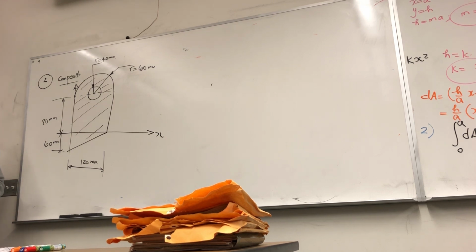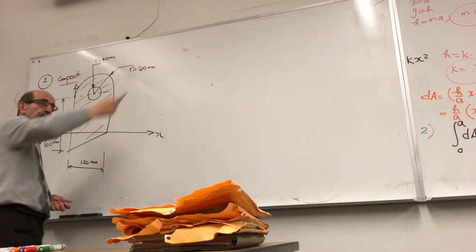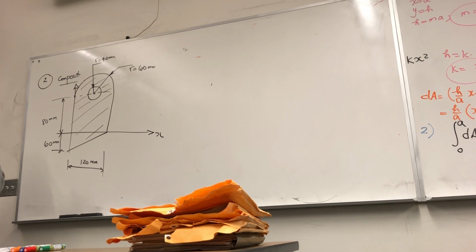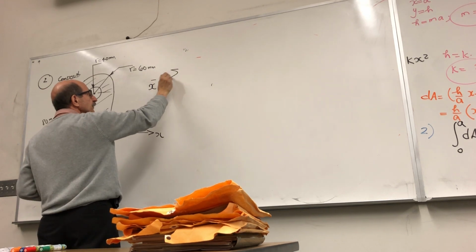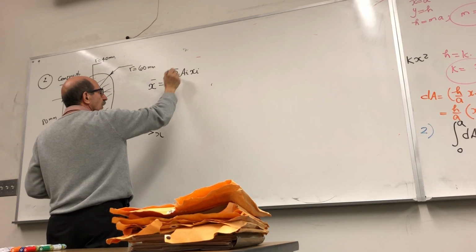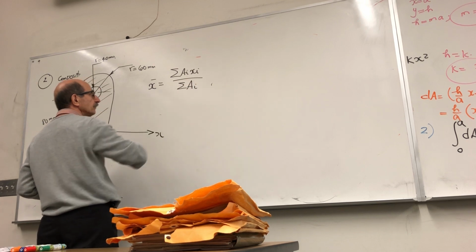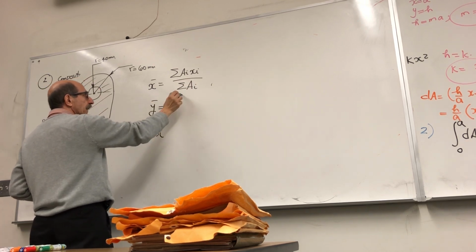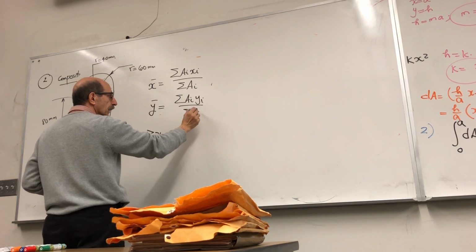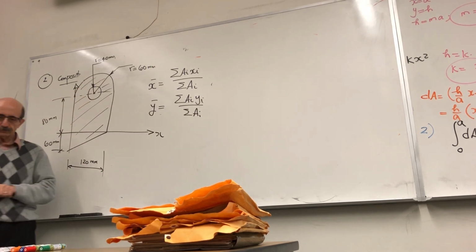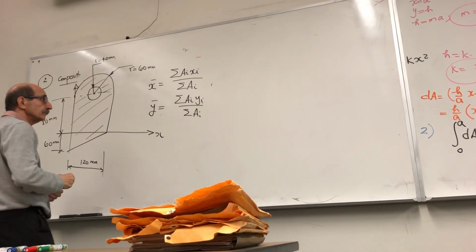So let me sort of formulate or establish, very similar to the previous case, a step-by-step approach. First of all, the integral equations in this case become summation equations. In other words, x bar becomes the sum of ai times xi divided by the sum of ai, and I will explain what those are. And y bar becomes the sum of ai yi divided by the sum of ai. What ai's are is as follows, okay?